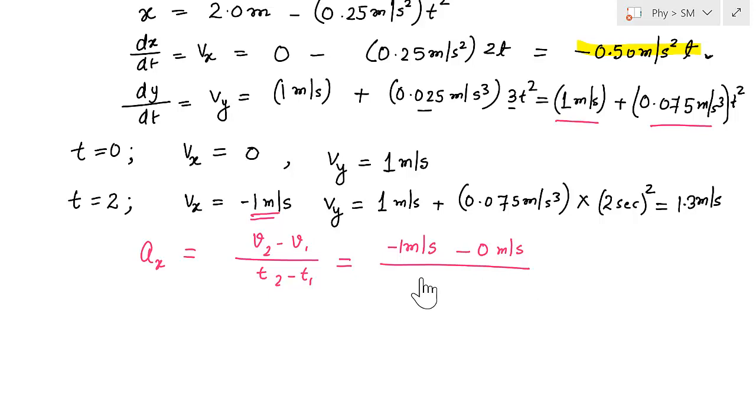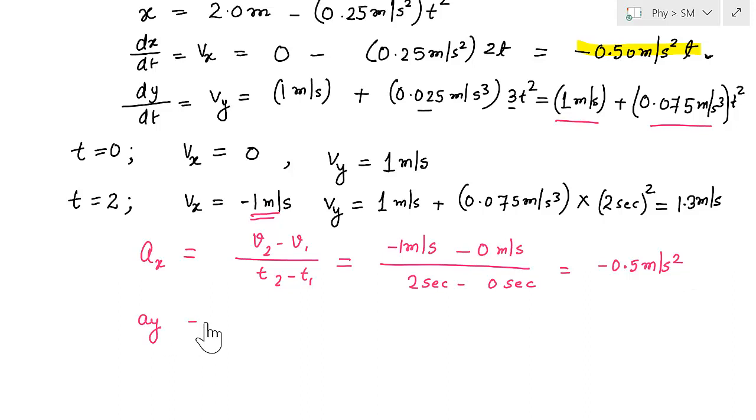What is the time difference? So we have 2 seconds minus 0 seconds. So this will be minus 0.5 meter per second square. So this is the acceleration in the x direction.